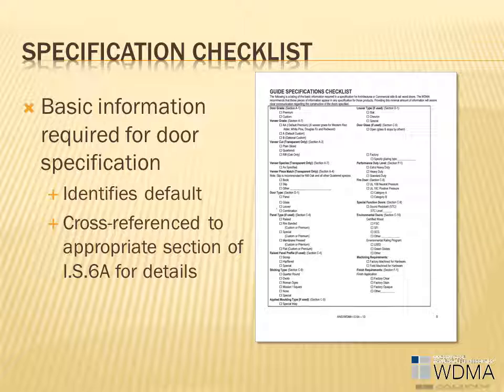ANSI WDMA I.S.6A includes a specification checklist, providing a concise reference to help make sure all key specification and product identification requirements are addressed. The checklist also identifies which individual options have been established by the standard as the default, simplifying and guiding the product selection process.